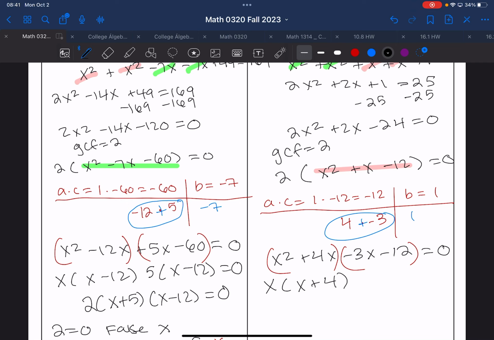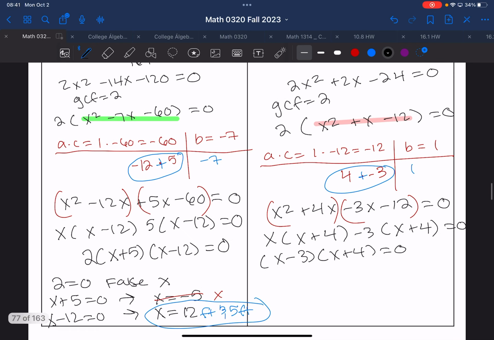What about the next parenthesis? Good, negative 3, because I want my parentheses to match, right? If I just took out a positive 3, I would be left with negative X minus 4, which doesn't match. So I have X minus 3 times X plus 4 equals 0. What am I missing in the front? My GCF, so 2. And now what am I doing to every term? Setting it equal to 0.